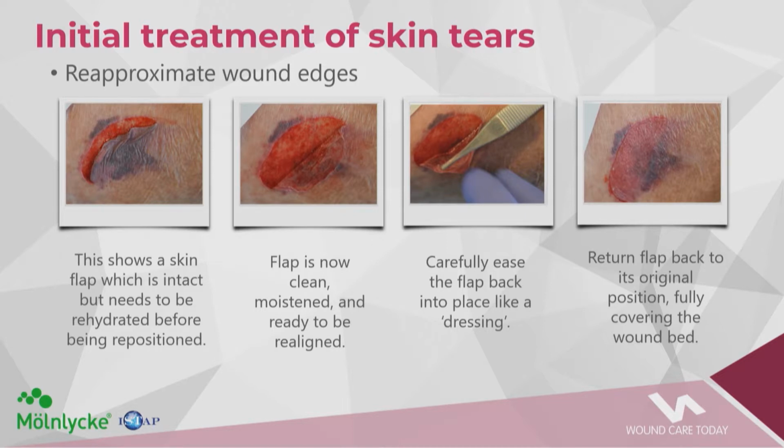And then after 5 to 10 minutes, you'll see the second picture, the flap is now clean, it's moistened, and it's a lot easier to put back in place. You can see there that flap is being put back with forceps, but sometimes the quality of the forceps we have, especially in the community, don't help us with such a delicate operation. And some people prefer to use a gloved finger or a moistened wound swab to help to put the flap back in place. And then you can see finally the flap's been returned into its original position, and now we need to dress that flap and protect the wound bed and the flap.